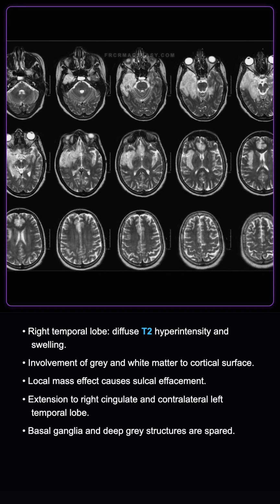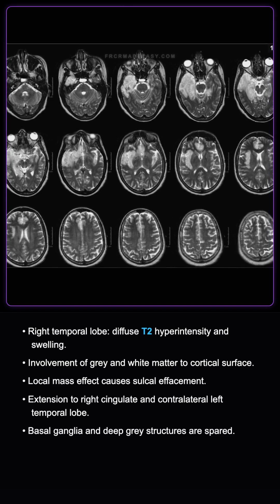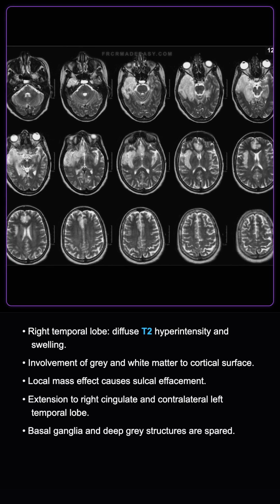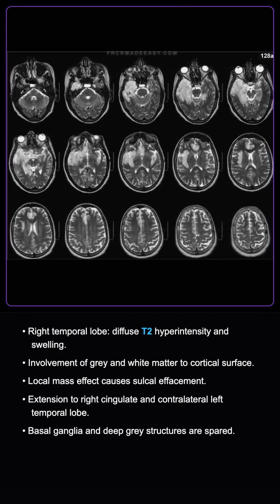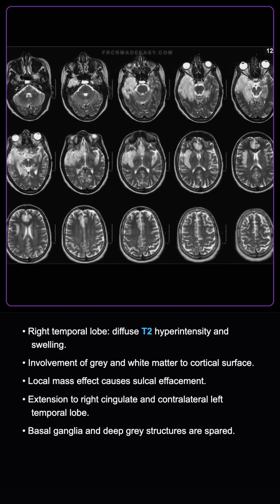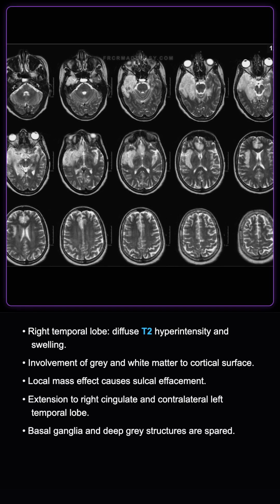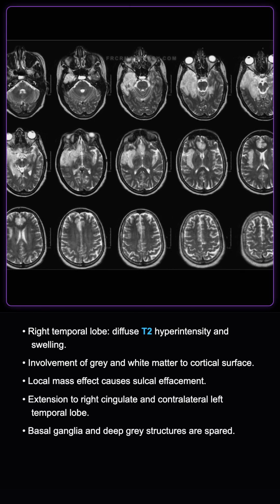The T2-weighted MR images demonstrate diffuse, asymmetric hyperintensity and swelling affecting the right temporal lobe. This signal abnormality involves both the cortical gray matter and subcortical white matter, extending completely to the cortical surface. There is significant local mass effect with effacement of the surrounding cerebral sulci.